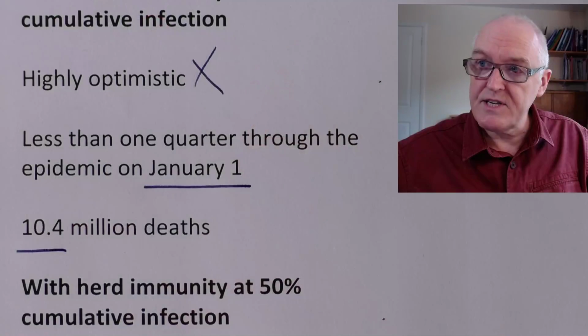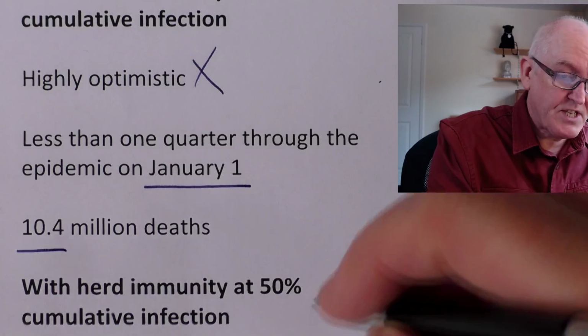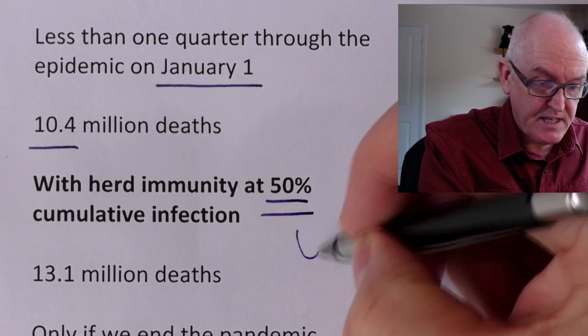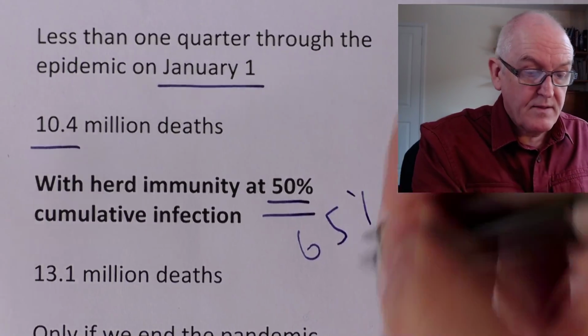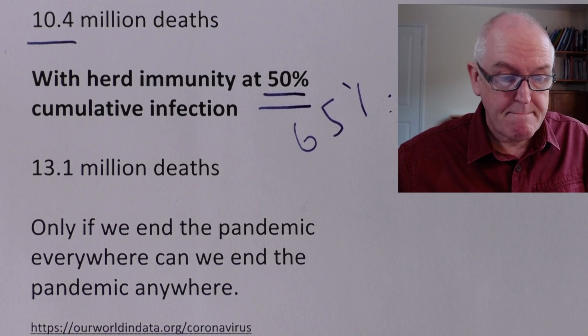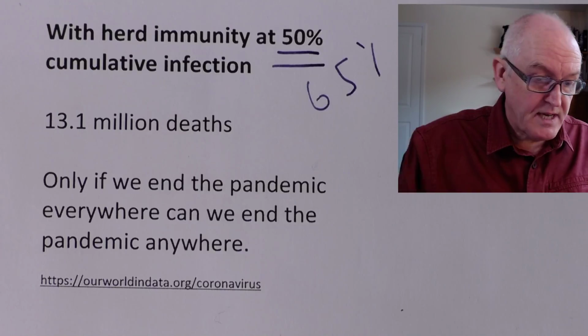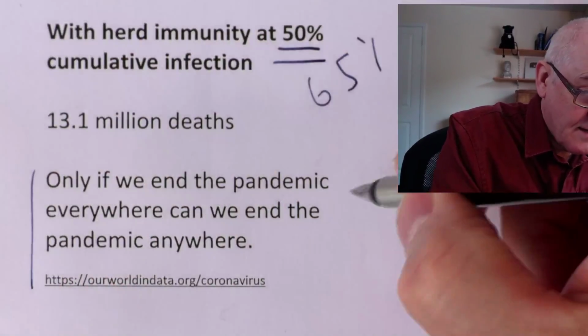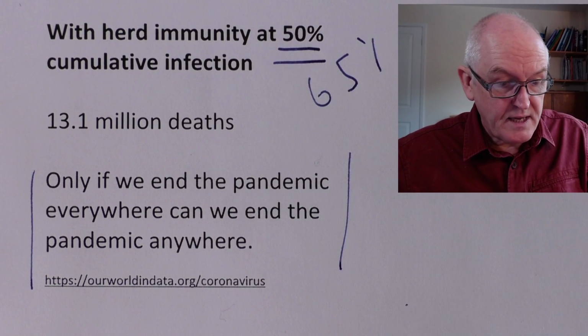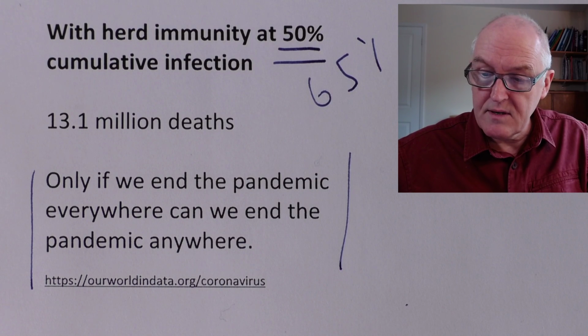If herd immunity is not reached till 50%, which is still very optimistic, I'm expecting it to be 65, remember, then that's going to result in 13.1 million deaths. And remember this saying from Our World in Data: only if we end the pandemic everywhere can we end the pandemic anywhere, because we're going to get backwards spread. So that's kind of where we're at.